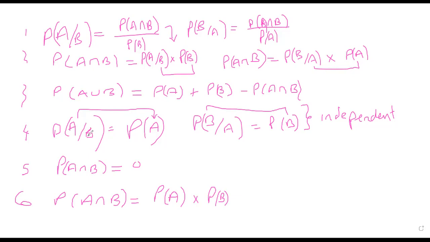So the rules are as follows. If you have A given B and it equals A, you say they're independent. B given A should be equal to B if they're independent. For mutual exclusiveness, A intersection B is equal to 0.